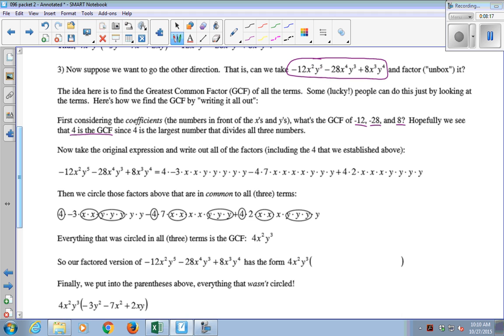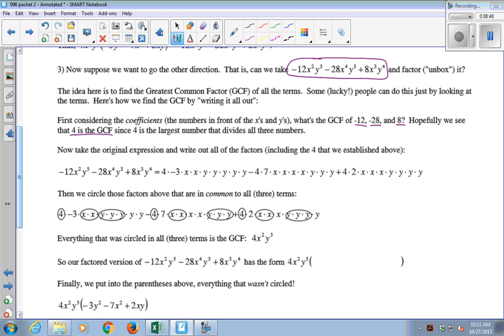Now we take the original expression and we write out all the factors. Instead of using exponents, write out what everything means. All right, so negative 12, I'm writing it as 4 times negative 3 because I want to use my GCF. So I use 4 as a factor over all my numbers. 4 times negative 3, and then instead of x squared, I write x times x. Instead of y to the 5th, I write y times y times y times y times y.